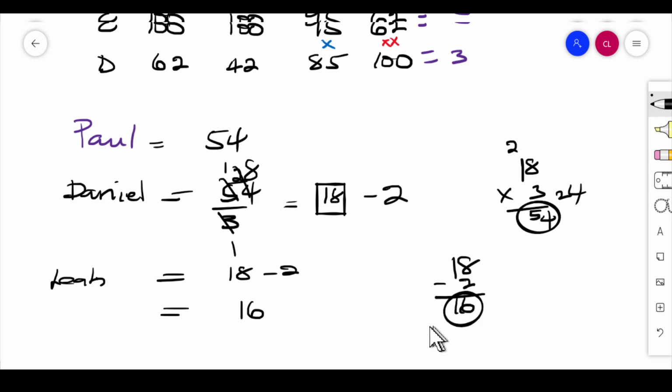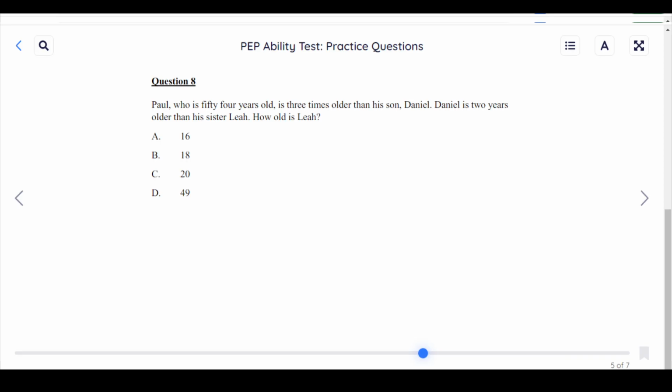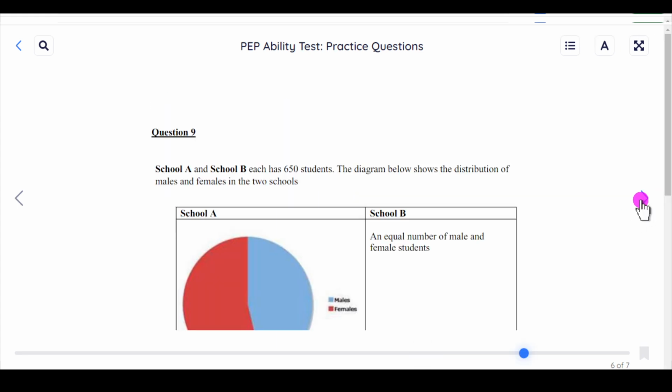All right, cool. Let's go back to our question and see which option we would select for that one. Okay, so we have 16, 18, 20, and 49. Our option there would be 16. Okay, so this is question 8. Let's go to question 9.